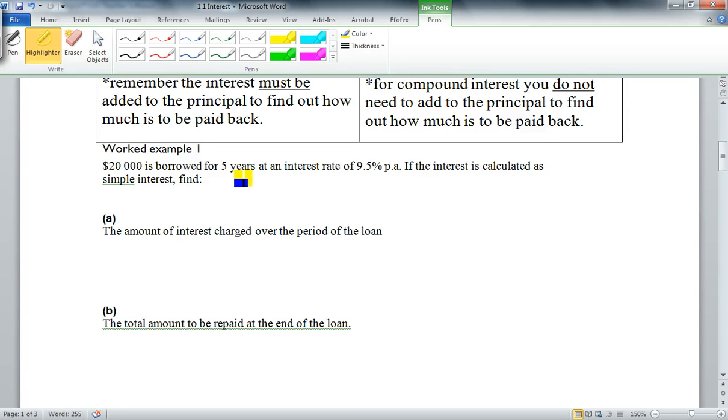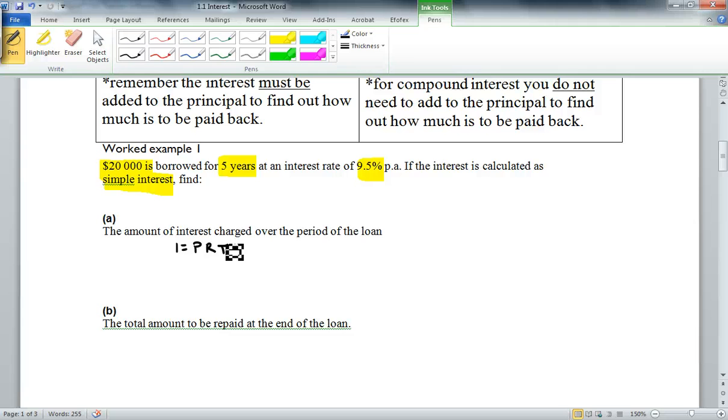$20,000 is borrowed for 5 years at an interest rate of 9.5%. So there's some interesting bits of information. The interest is calculated using simple interest. Find the amount of interest charged over the period. The first thing I do is I write my formula. I equals PRT. Alright.